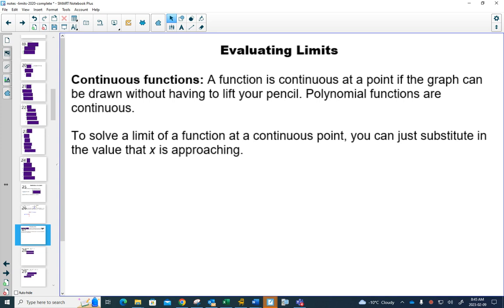That is more official. However, I like the fact that if you can draw it without lifting your pencil, it's very intuitive as far as understanding what's happening. So all of our polynomial functions, x squared, x cubed, all of those ones would be continuous functions. And if you have a function that is continuous over the interval that you're trying to solve for, your limit is just the ability to plug it in.